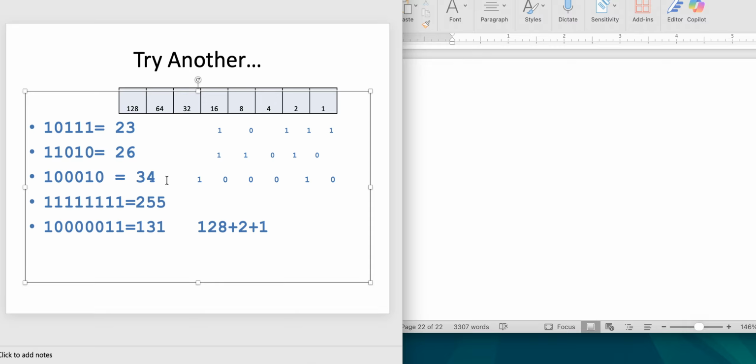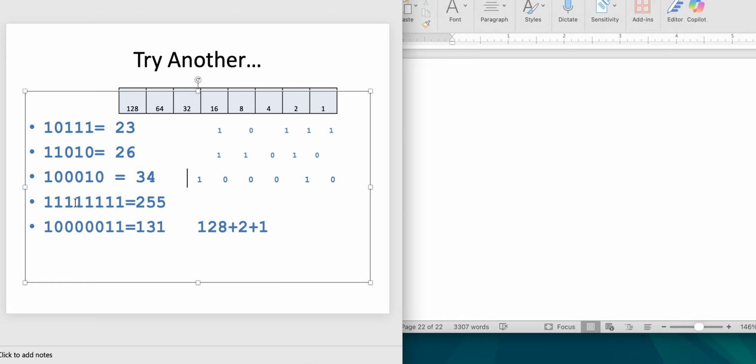Here we have 34, so that's going to be 32 plus 2. Did I say 1? I meant 32 plus 2, because that's a 1, so 32 drops down. Everything else is a 0, and 2 drops down because that's a 1. So it's 32 plus 2, which is 34.